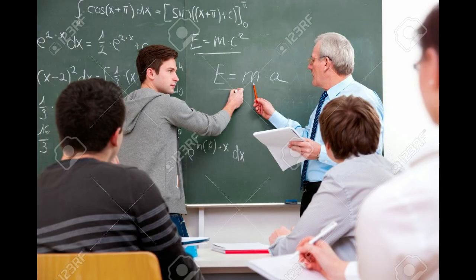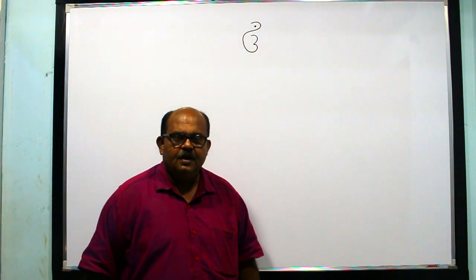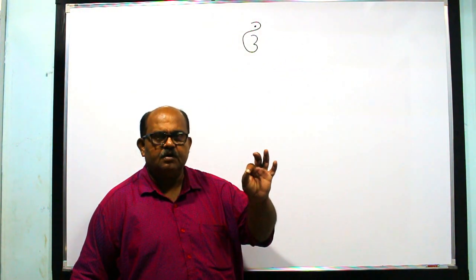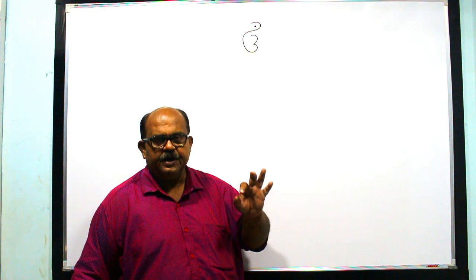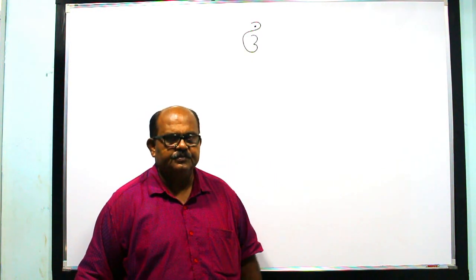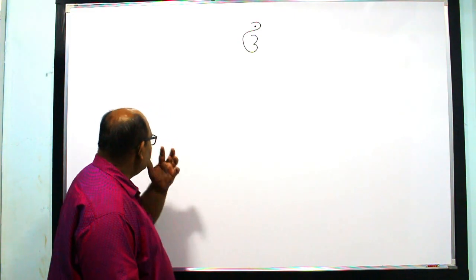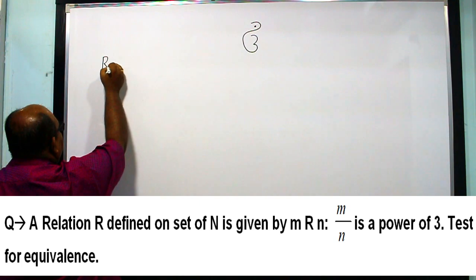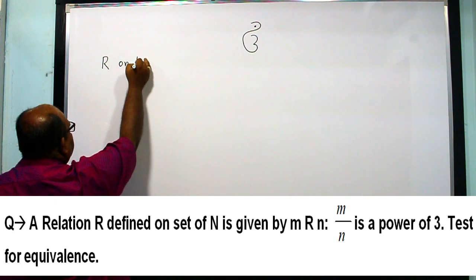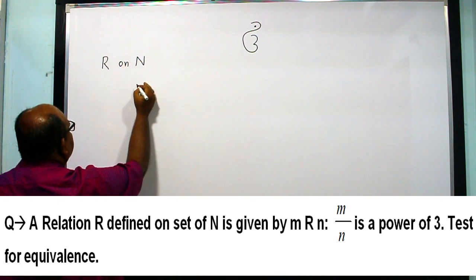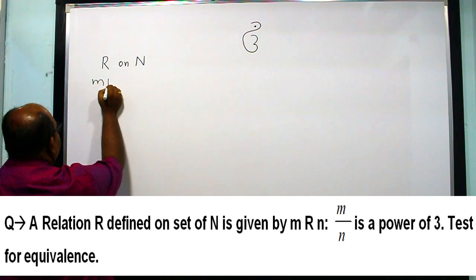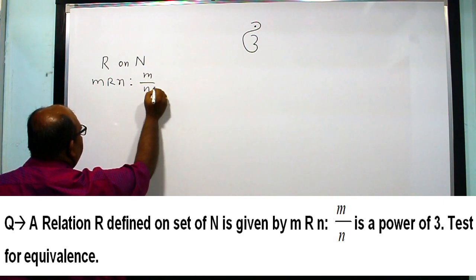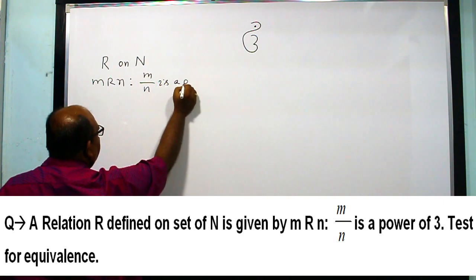Now, today's class. Students, now we will discuss some questions of this relation chapter important for board exam. Listen to first question. A relation R defined on natural number set N is given as: m is related to n such that m by n is a power of 3.